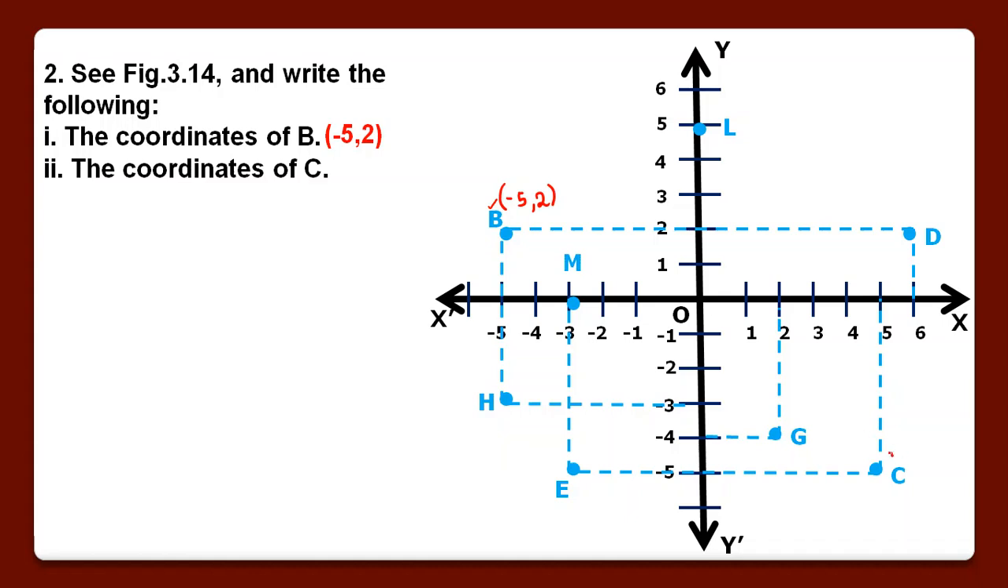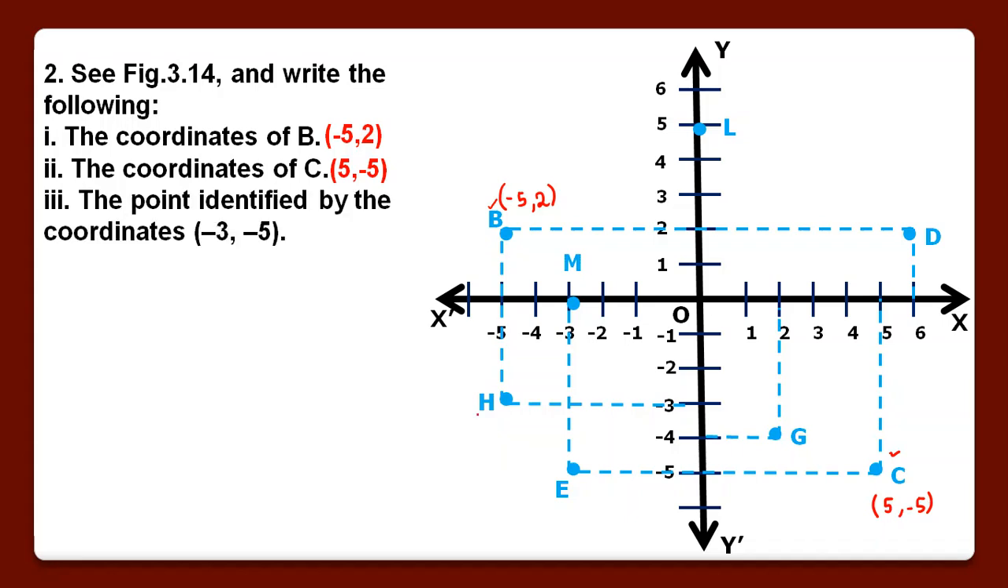Coordinates of C. Here the C point is. X coordinate is 5 and y coordinate is -5. In this way, 5, -5. The point identified by the coordinates -3, -5 will lie in the third quadrant. Third quadrant में -3 is here for x-axis and -5 is here. They both meet at point E. So E is the answer.